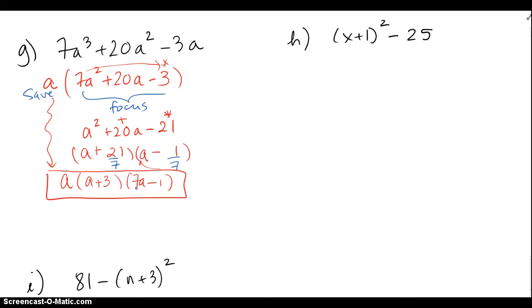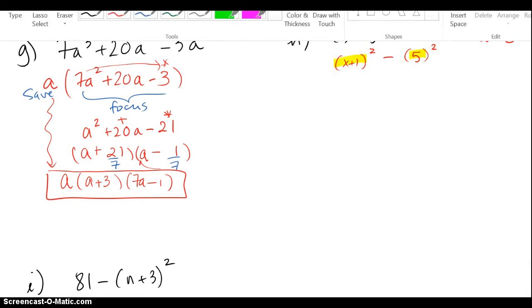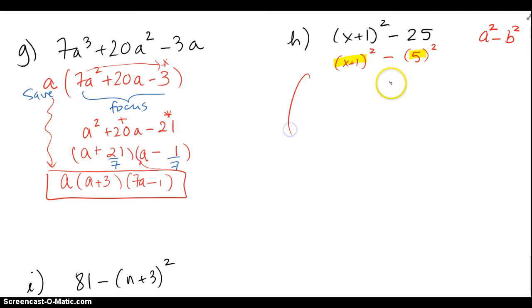Part H, I want you to think of this as a quantity squared minus a quantity squared. So basically what I have is a 5 squared minus this giant thing squared. So I have a giant quantity squared, and then I have a little 5 squared. So this really is a difference of squares sort of in disguise. I'm going to go like that, make him big.